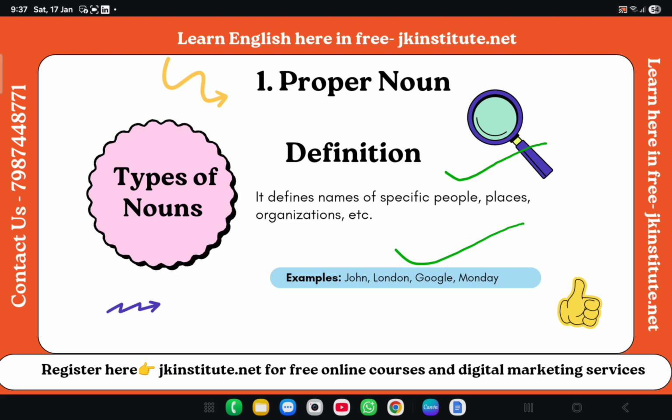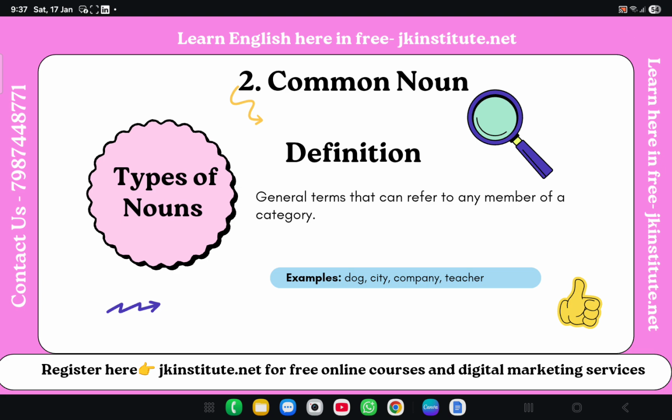Hopefully you understood about the proper noun. Let's go ahead and know the next one, common noun. Generally, common nouns are terms that can refer to any member of a category. It is the general name of any. So here: dog, city, company, teacher.